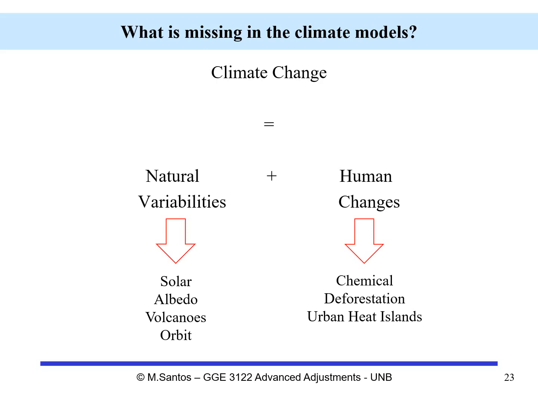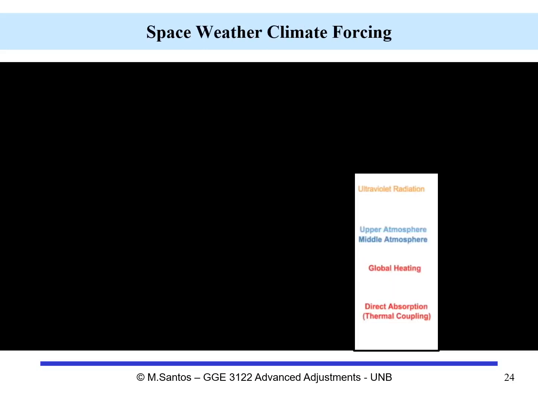The good thing is that there have been more than 700 papers on solar forcing on the terrestrial climate since 2010, and also on the solar cycles. So there is need for adjusting the models, which are very heavy on CO2. Currently, when the models talk about space weather forcing, they basically take into account only ultraviolet radiation, upper atmosphere, middle atmosphere, global heating, and the direct absorption. They are leaving all the rest outside.